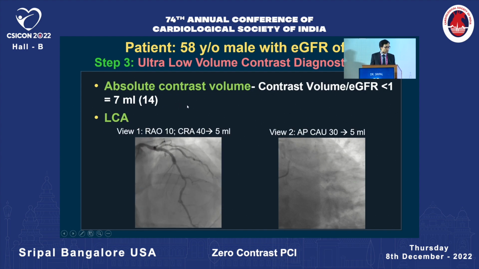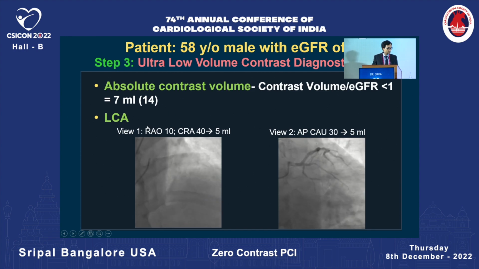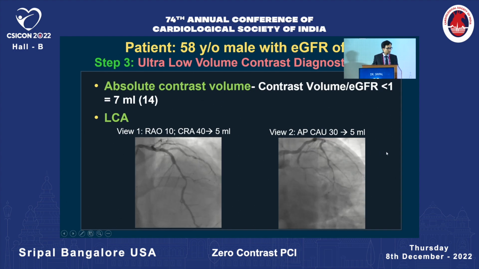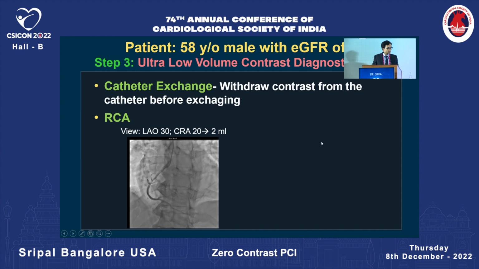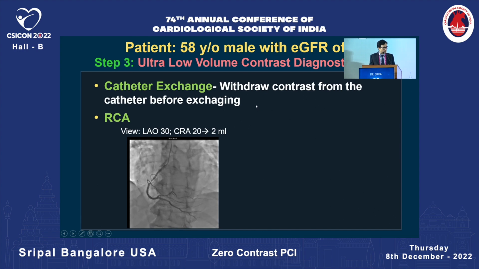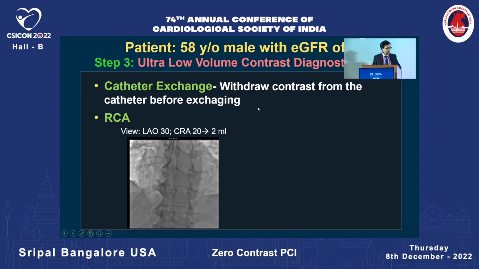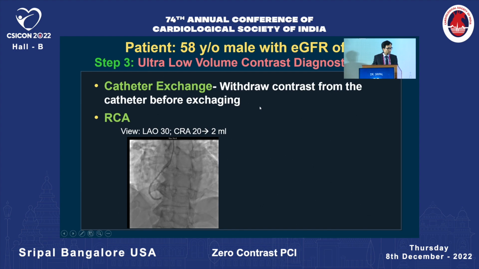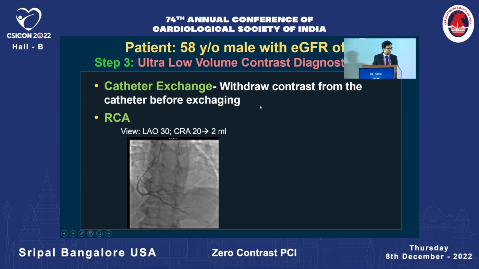So we take 2 pictures of the left. Here you can see the RAO cranial and an AP caudal view using 5 cc's of contrast each. If you use a universal catheter, which I typically tend to use from a radial approach, this is a Jackie catheter, we can get one shot of the RCA with 2 ml of contrast. But if you're exchanging, it's important to draw contrast back from the catheter, because there is at least 3 cc's of contrast in those catheters. If you're exchanging without pulling the contrast back, you're flushing all that contrast into the body.